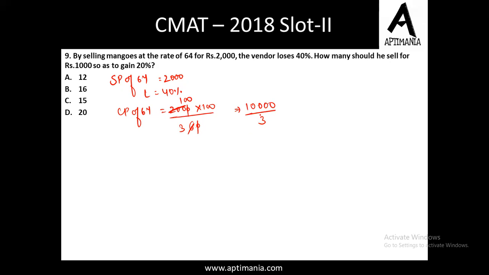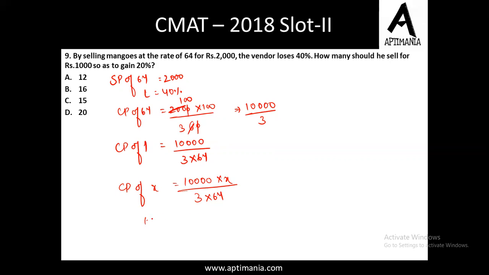So we have got the cost price of 64. If we want to calculate the cost price of 1, we can calculate it easily as CP of 1 as 10,000 upon 3 into 64, right? Now, what is next given to us? How many should I sell for rupees 1000 so as to gain 20%? Now, we do not know how many articles we are selling, but we know that CP of 1 is 10,000 upon 3 into 64. So let us assume that we are selling X articles. CP of X will be equal to 10,000 into X upon 3 into 64, right?